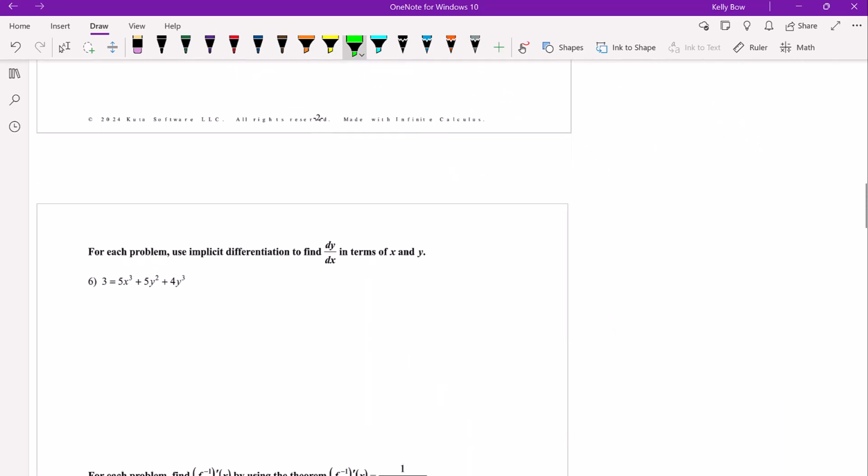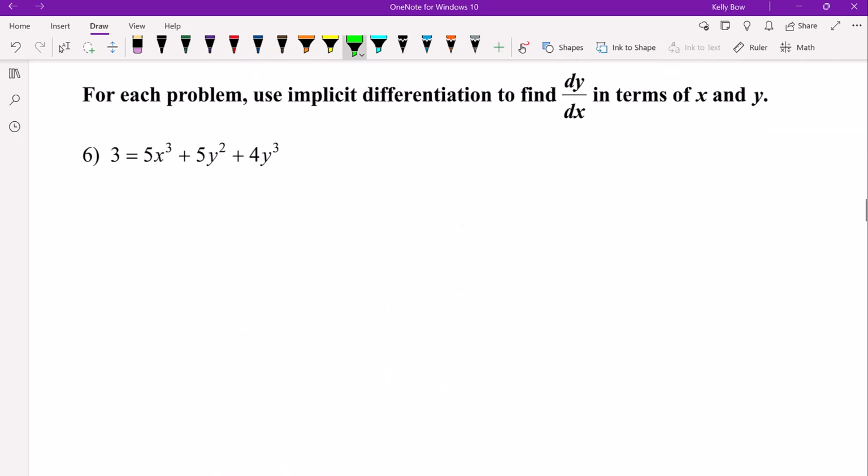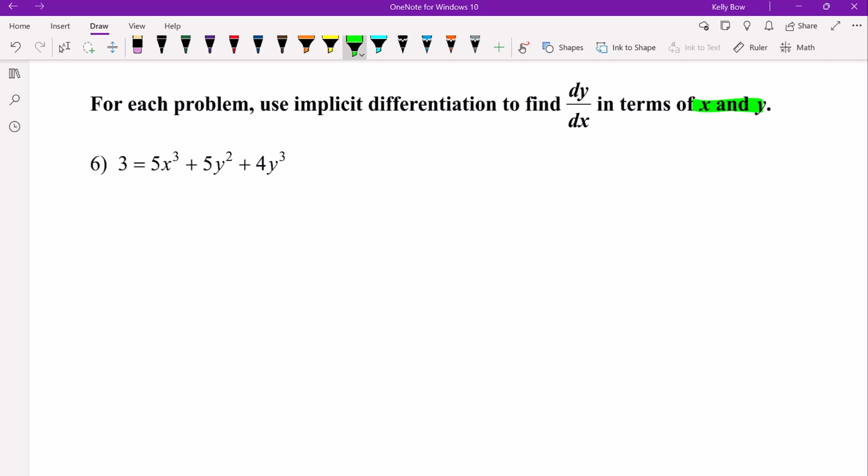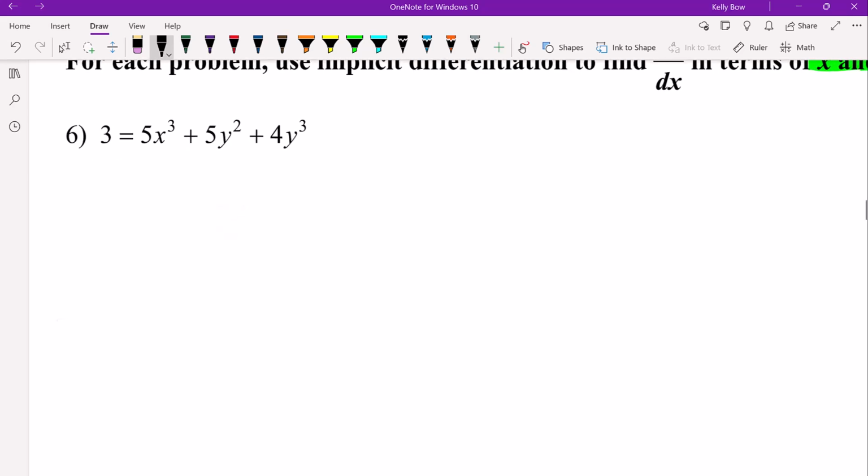Okay, one last one, when there is more than one term of x and y. So there's a lot going on here. There are two different y's. All right, so on the left side, we have a constant. So right away, we can say that is equal to 0. The derivative of 5x cubed, 3 times 5, so that's 15, 3 subtract 1 is x squared.